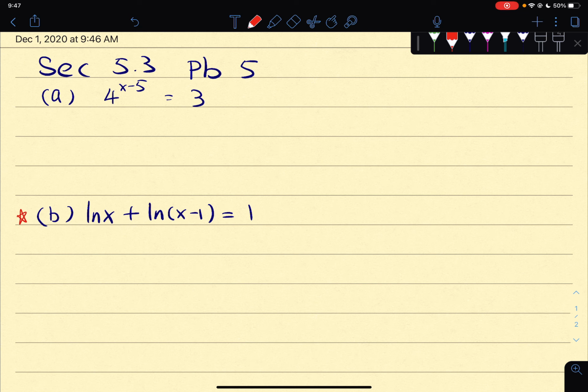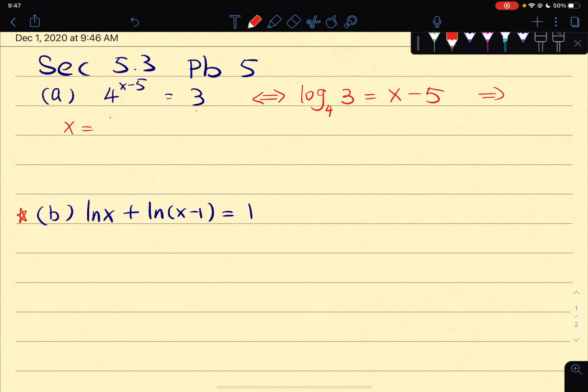Therefore, we say the general drill is to convert it into the corresponding logarithmic structure where they share the same base. The output of the exponential function is the input of the logarithmic function, and then you end up with x minus 5 here. And once you figure that out, you can find your x pretty easily. It tells you that x is log base 4 of 3 plus 5.